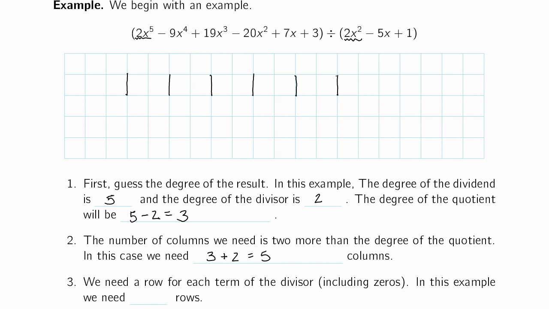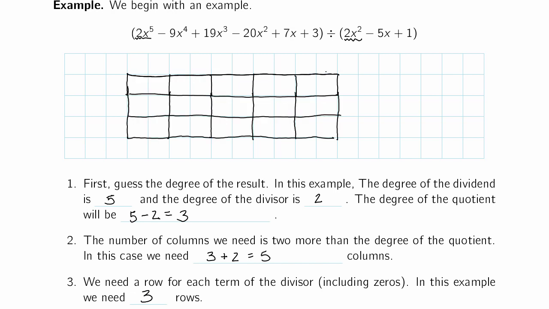Now we need 1 row for each term of the divisor. We're going to write the divisor down the side. If our divisor has any 0 terms, we need rows for those as well, or our diagonals will be funky. So here our divisor has 3 terms, so we'll need 3 rows. So 3 rows, 5 columns. There's my box for reversing multiplication.